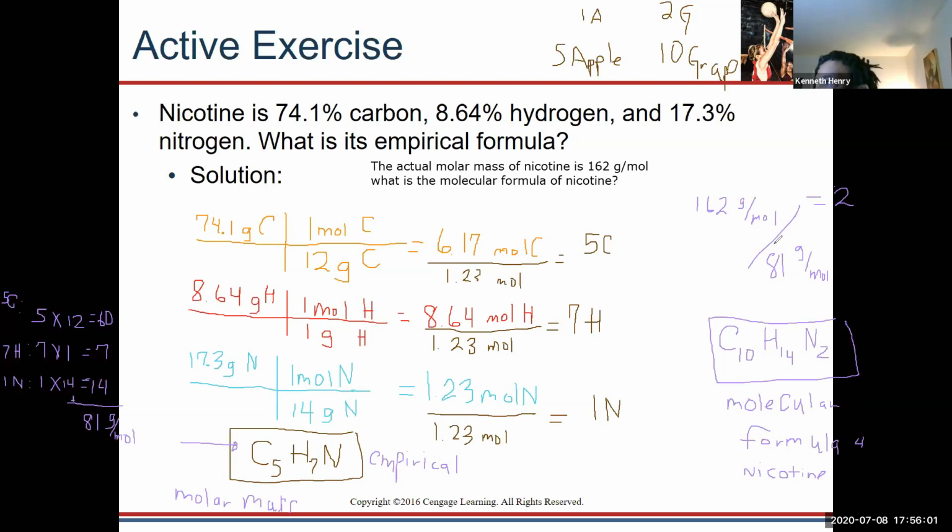So by dividing the actual molar mass of the compound by the molar mass of the empirical formula, we're able to get an integer. And that integer tells us what we need to multiply our empirical formula by to get the actual formula of nicotine. So if you look at the actual formula of nicotine, it's this, but this is the empirical formula, the simplest form, right? Because we divided everything by 2 to get to here. Remember that?